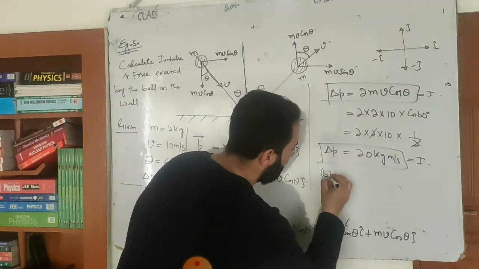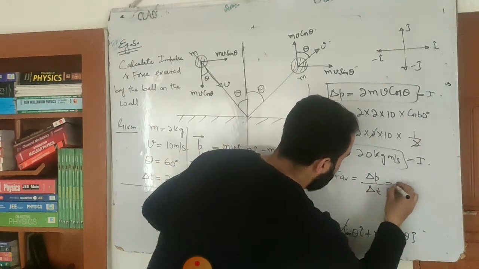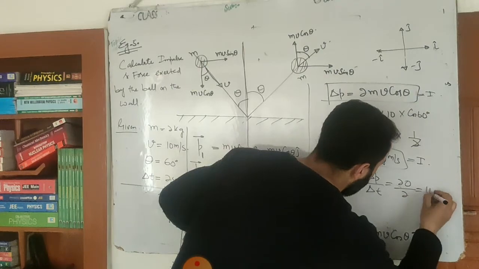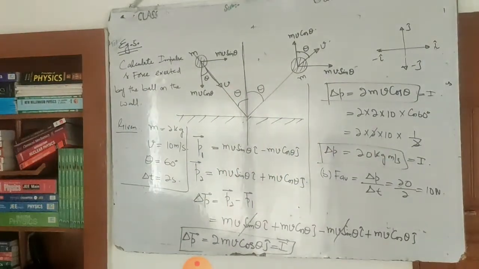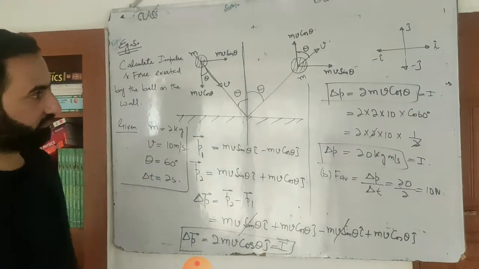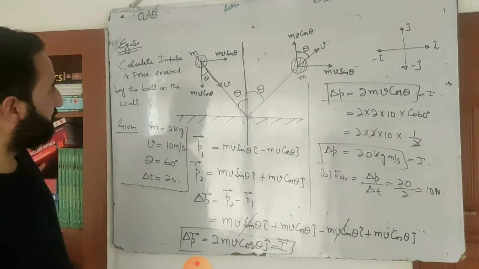Then part b is that you want to calculate the average force. That will be simply equal to delta p divided by delta t. This is 20 divided by 2, that is equal to 10 newton, because delta t is given, that's 2 seconds. So the answer comes out to be 10 newton. Simple. Is it done? Did you understand this, beta?